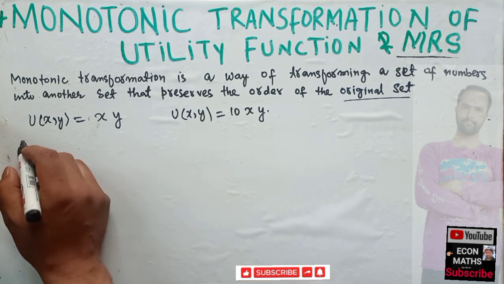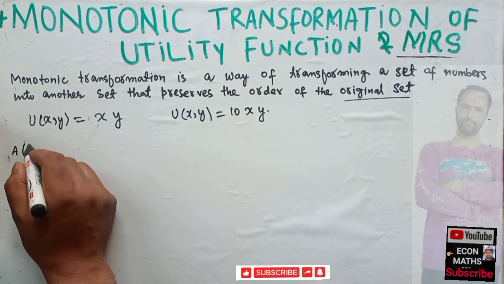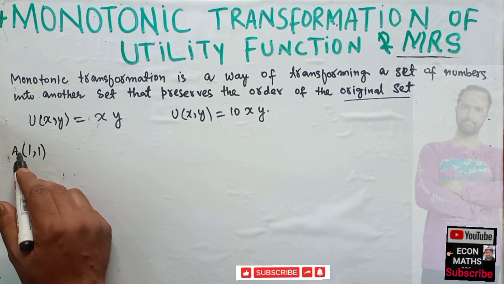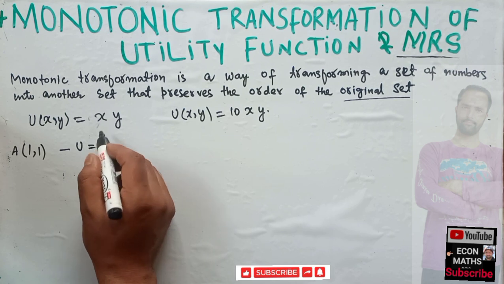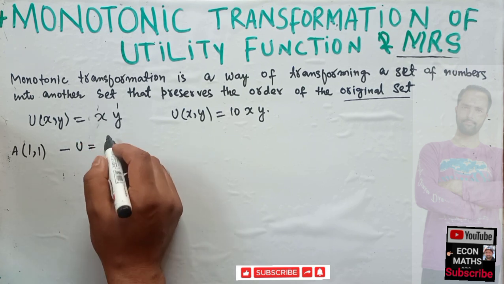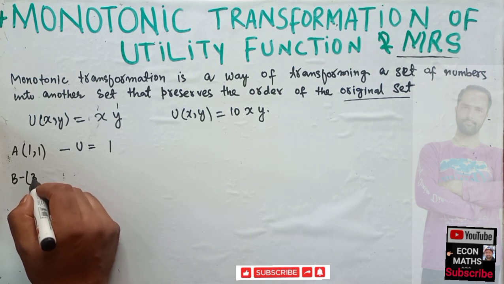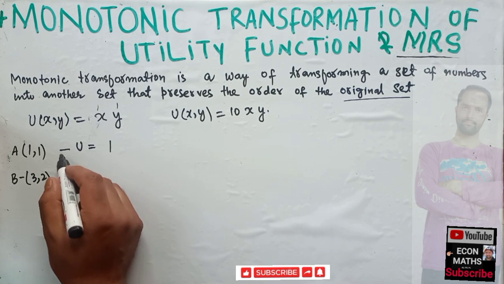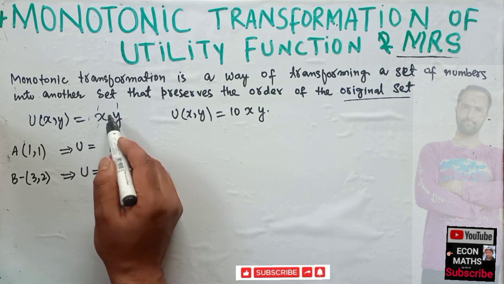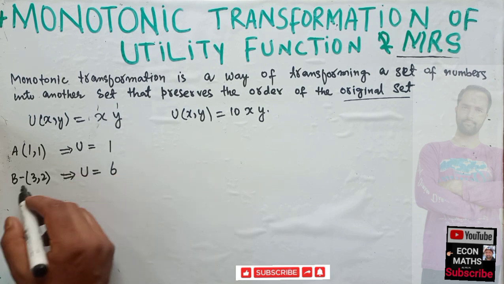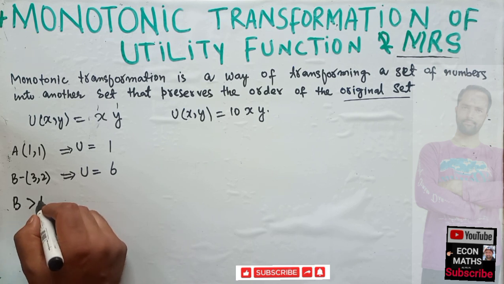Let us say the consumer is consuming bundle A, which is 1 and 1. The utility he gets from bundle A is 1 into 1, so this is 1. And let us say the consumer is consuming another bundle, which is 3 and 2. In this case the utility is x into y, so 3 into 2 is 6. Here we can see the consumer is preferring bundle B over A.